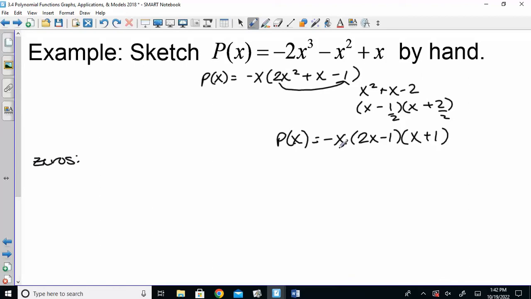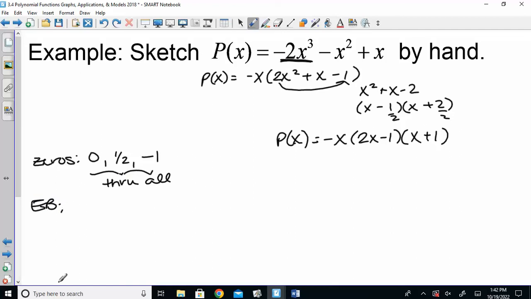So my zeros. If it's just a plain x, what makes that 0? 2x minus 1, what makes that 0? X plus 1. Alright, will the graph bounce or go through? It's going to go through all of them because they all have a multiplicity of 1. And don't worry, I will do one that doesn't go through here in just a second.